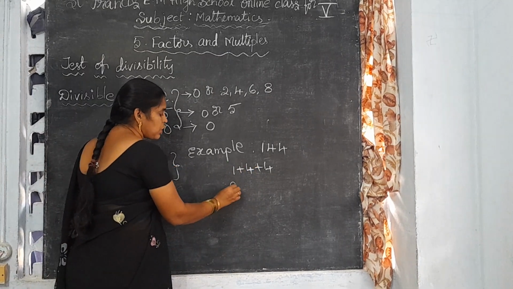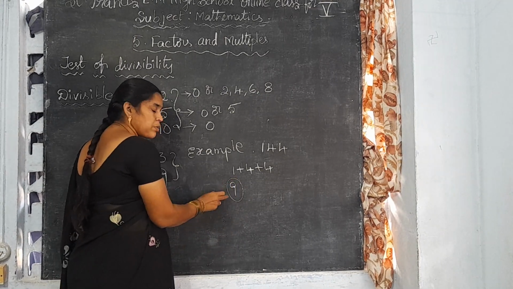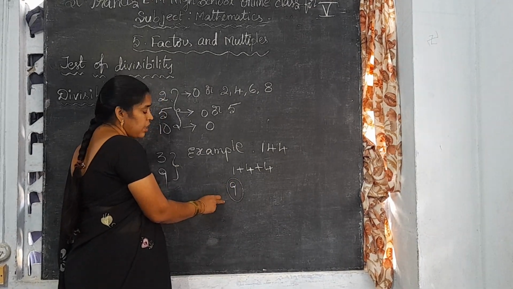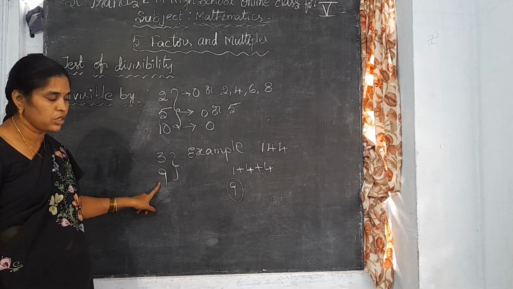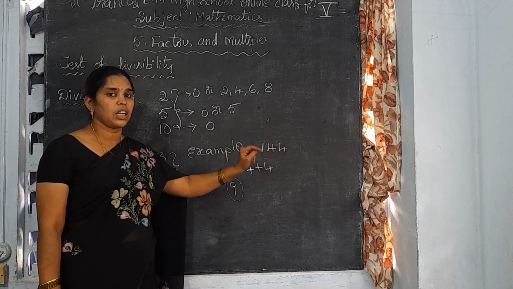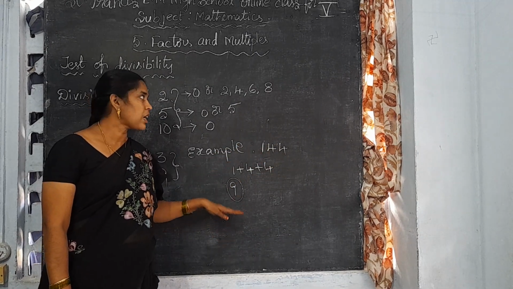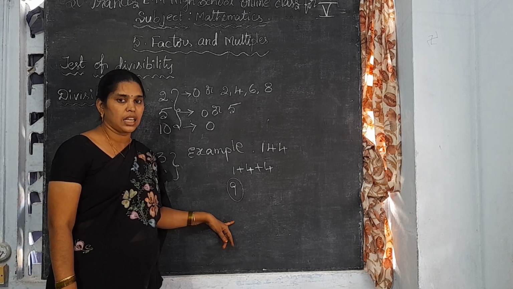Is 9 divisible by 3? Yes, 9 is divisible by 3. In the same way, is 9 divisible by 9? Yes. So 144 is divisible by both 3 and 9. This I already taught in the previous class.